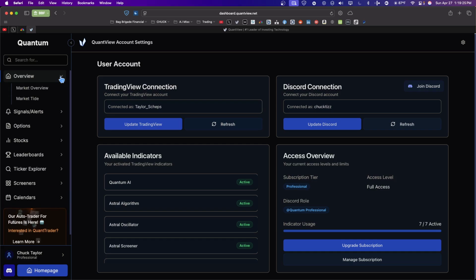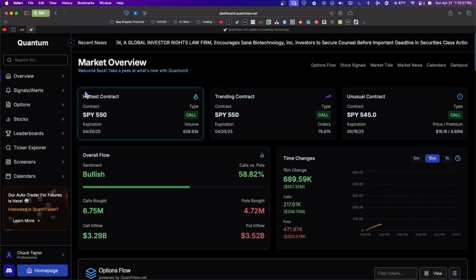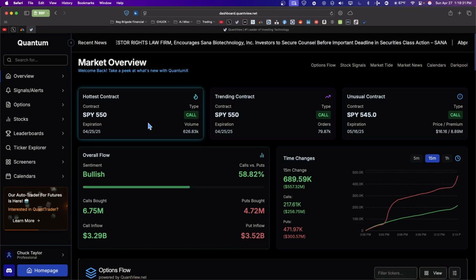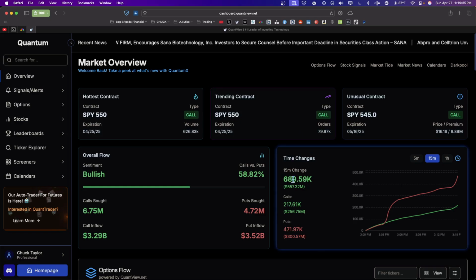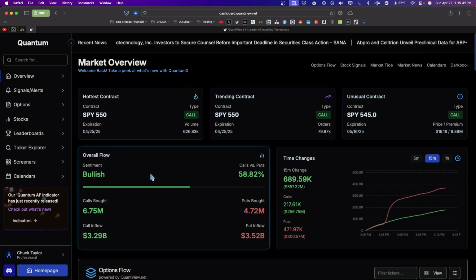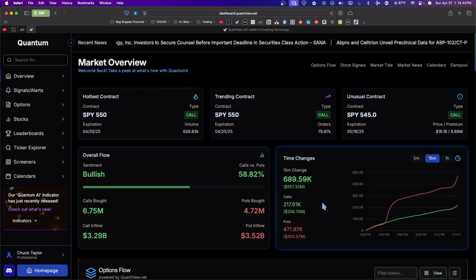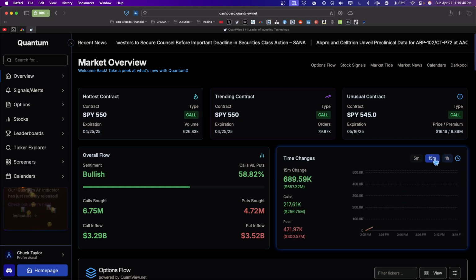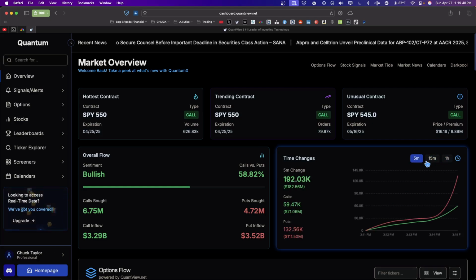Now, let's start from the top on the dashboard. This is what you see. Market overview. Market's closed right now, everybody, so just keep that in mind. So here you go. Hottest contracts, trending contracts, unusual contracts. These will change throughout the day. Here's your overall flow. Your time changes by hour, 15 minutes, 5 minutes. Obviously, that was going into the end of the day on Friday.